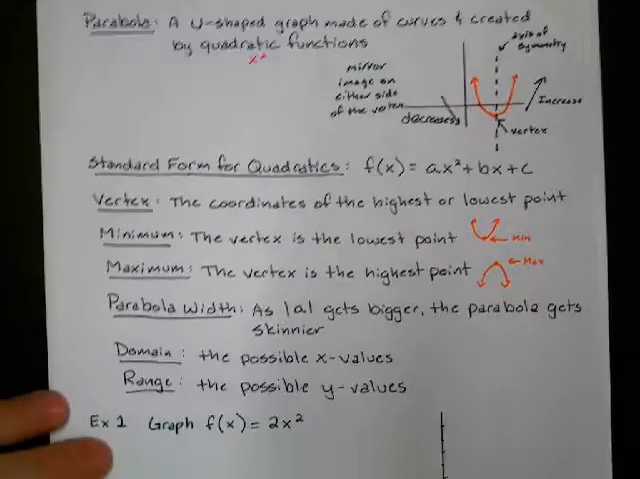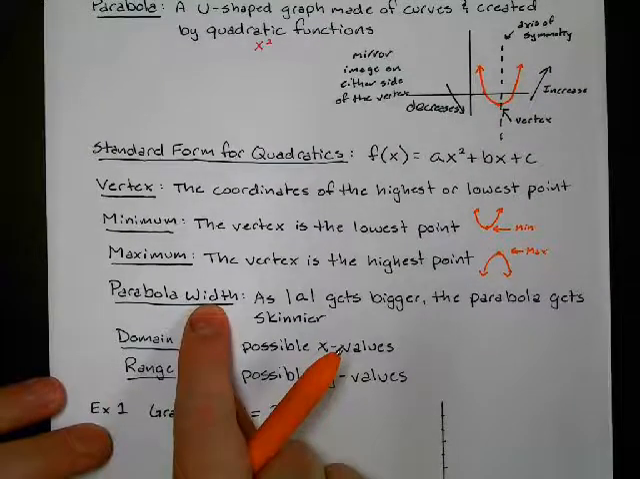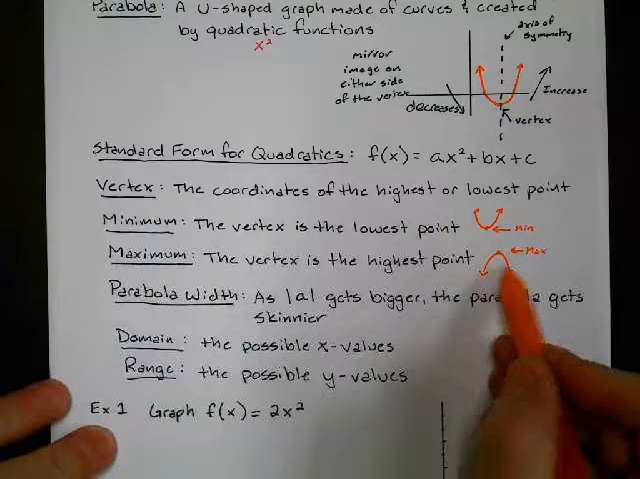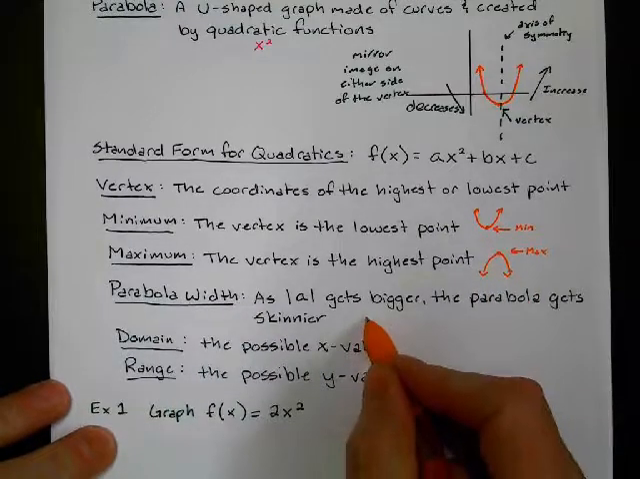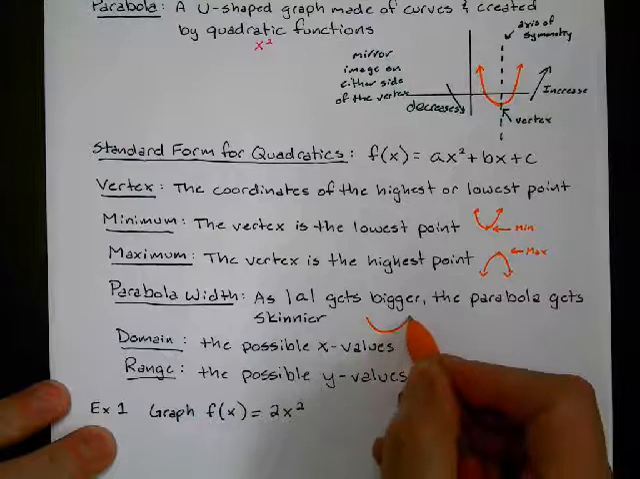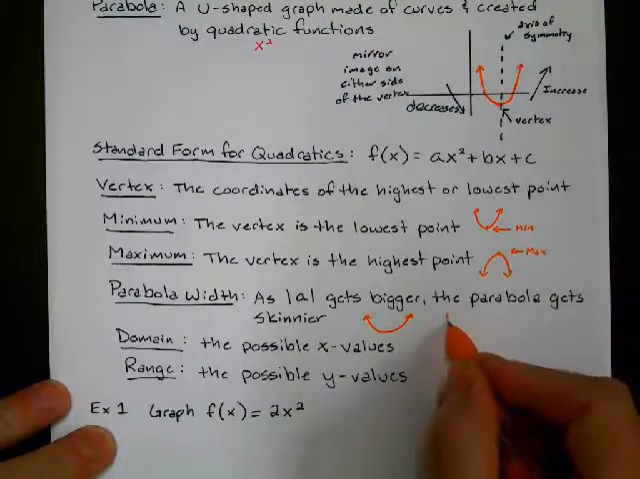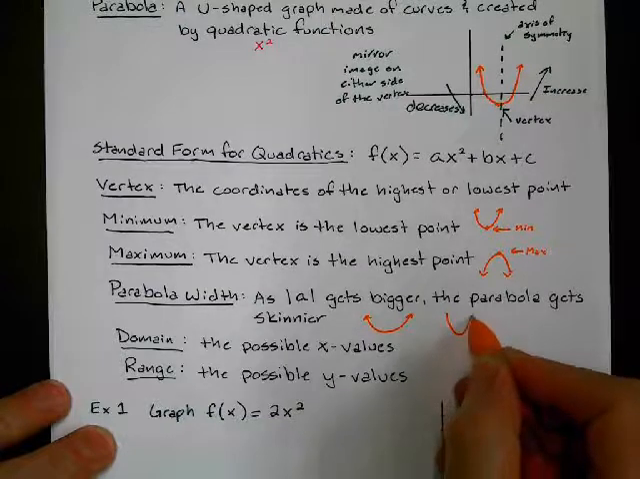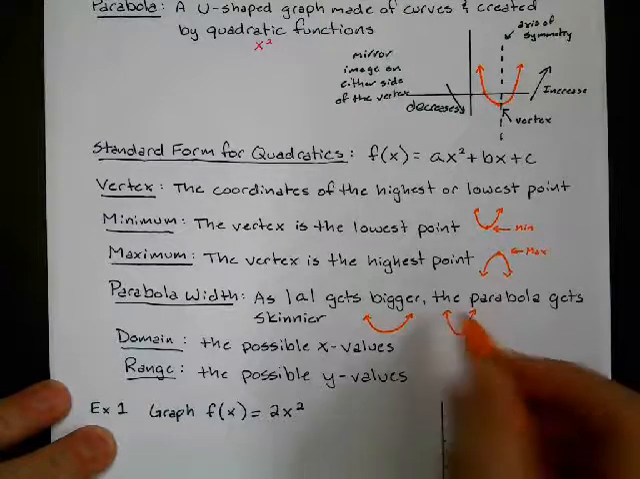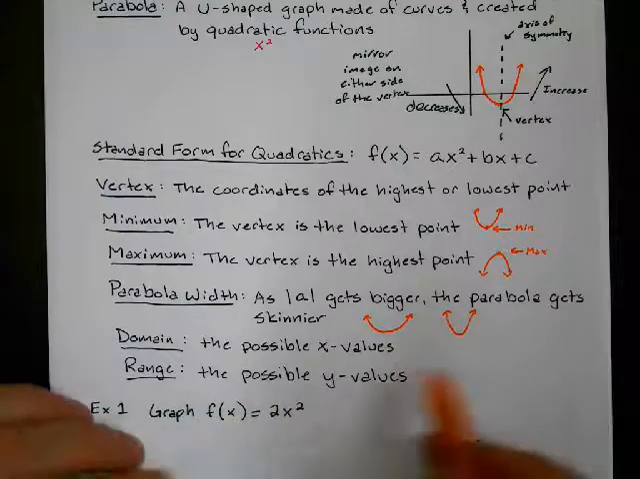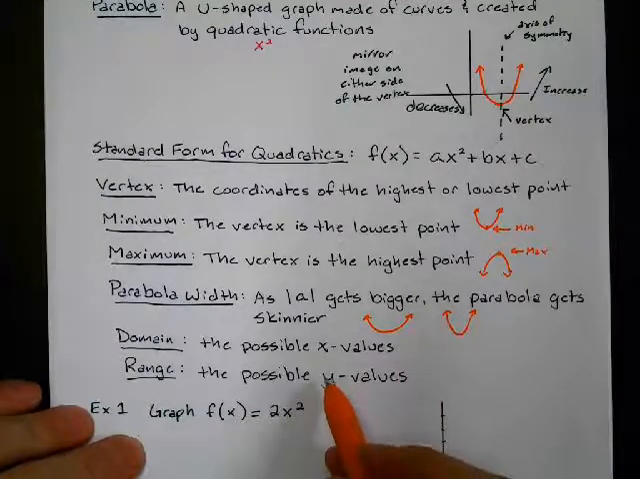Next is the parabola width. Okay, so it's how wide the parabola is. So you can have parabolas that are really wide like this, or you can have parabolas that are really skinny or narrow like this. So the width of the parabola can change based on the equation.